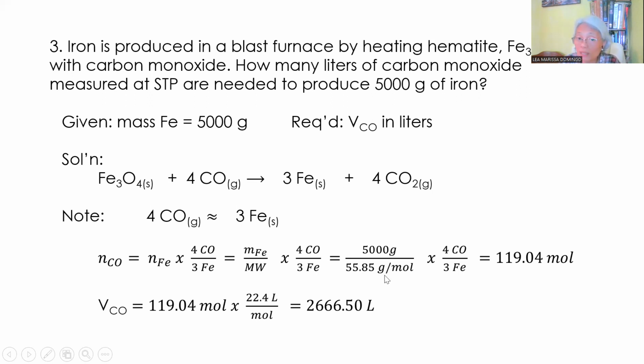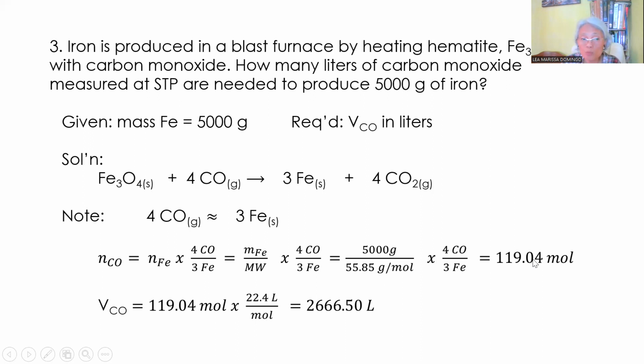So gram will divide itself. So we have a unit mole times 4 moles of carbon monoxide divided by 3 moles of iron. So ano to? Number of moles of iron. So di-divide niya yung sarili niya. Matitira moles of carbon monoxide. So we have 119.04 moles. Di pa tayo tapos dahil ang gusto natin ay volume.